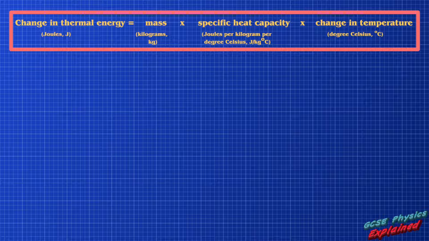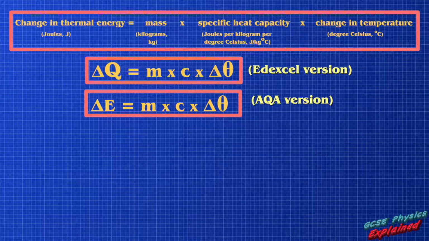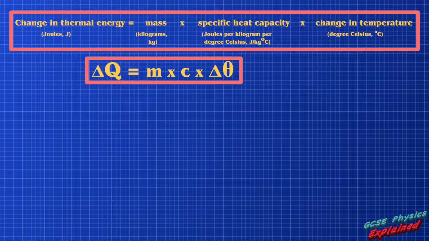Change in thermal energy in joules equals mass in kilograms times by specific heat capacity in joules per kilogram per degree Celsius times by change in temperature in degrees Celsius. As I said in the introduction, depending on what exam board you're sitting, you'll see heat energy represented by either the letter Q or E. Both are fine, but I'll be using Q rather than E for the rest of the video.